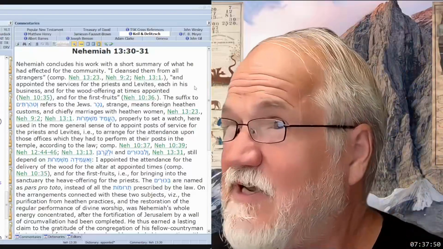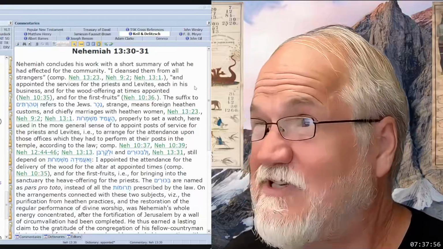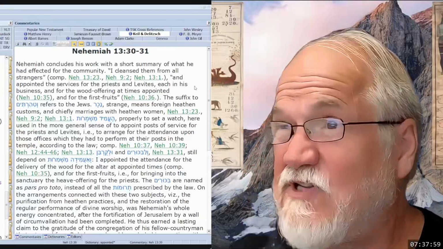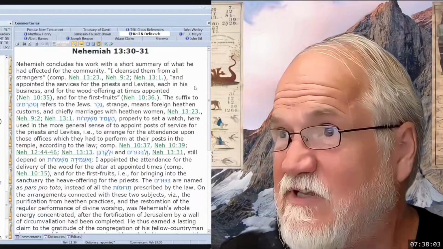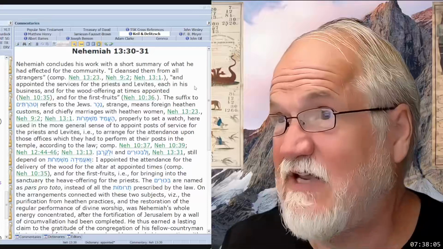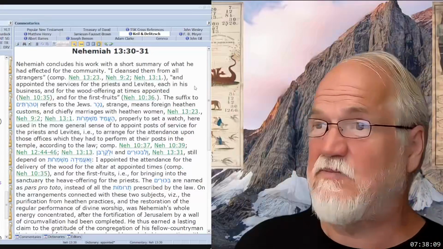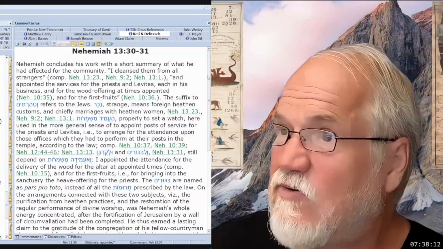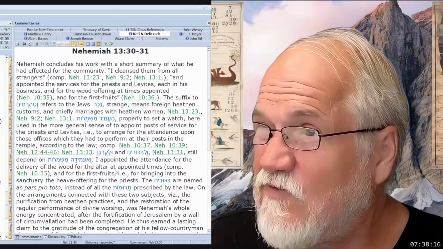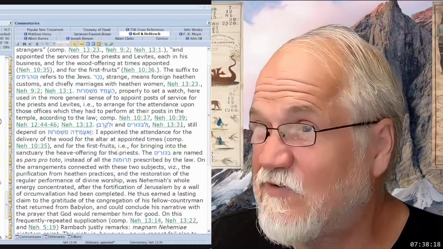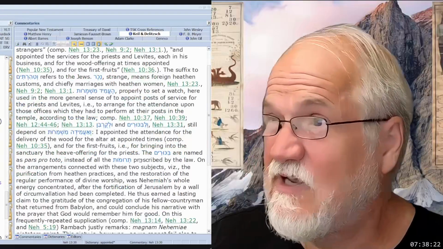So when he appoints these people, properly to set a watch, here used in the more general sense of to appoint posts of service for the priests and Levites, that is to arrange the attendance upon those offices which they had to perform at their posts in the temple according to the law. So I appointed the attendants for the delivery of the wood for the altar at appointed times, and for the first fruits, for bringing into the sanctuary the heave offering for the priests.